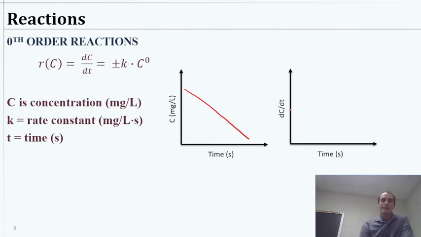If we look at dC/dt over time, dC/dt is going to be the slope. And that slope is not changing over time, so the derivative is constant, some constant there. That's because dC/dt is literally right here in our equation. There's no time dependency here. It's just equal to some constant.